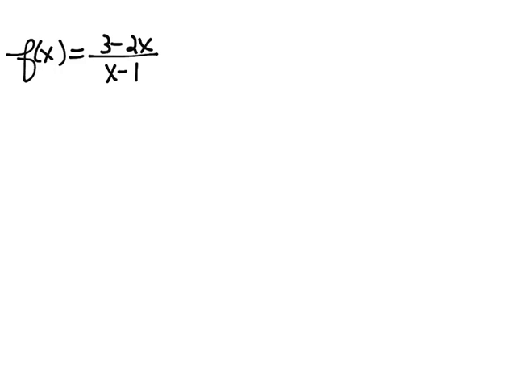We want to sketch the graph of f of x equals (3 minus 2x) over (x minus 1). And to do that, let's go back and review the things we've learned in today's lesson.